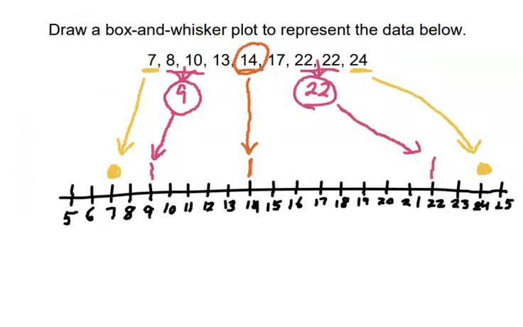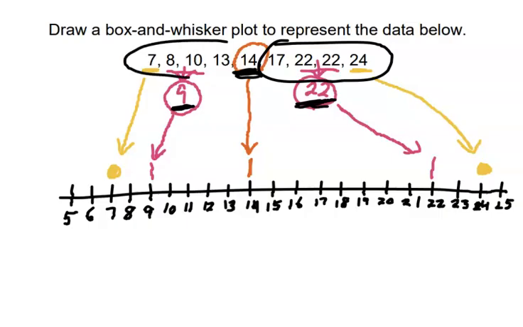Draw a box and whisker plot to represent the data. Okay, so we already have the indicators here. The 14 right up here is the middle. That is the median. Okay, the 22 is the middle of the upper half of numbers here. The 9 is the middle of the lower half of numbers. Then, of course, the 7 is the lowest number, and the 24 is the highest number.